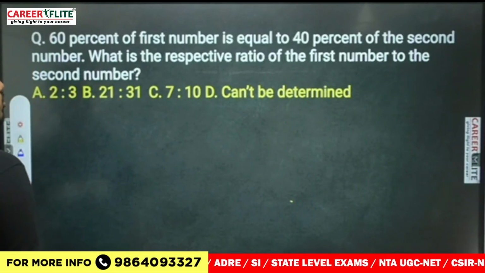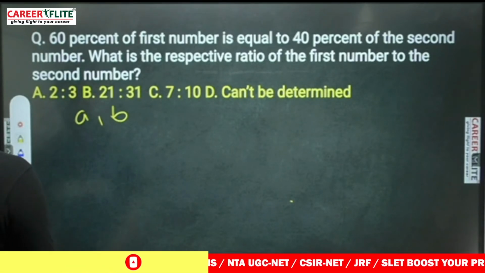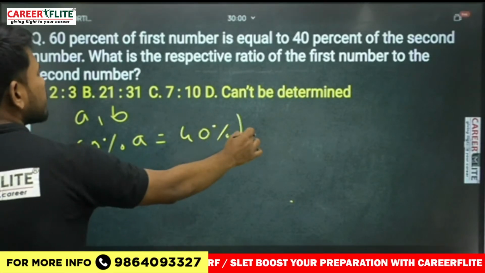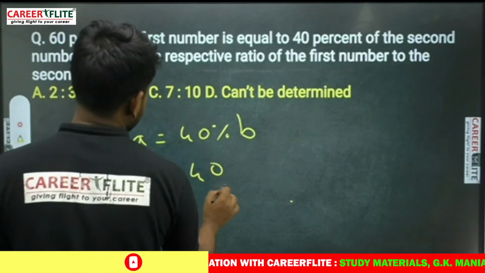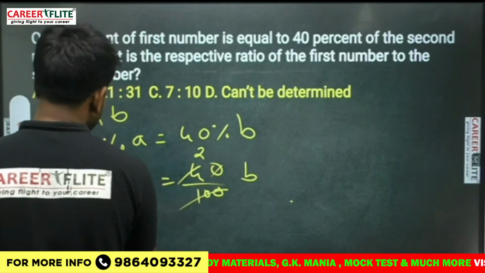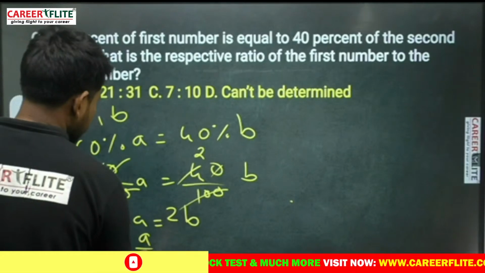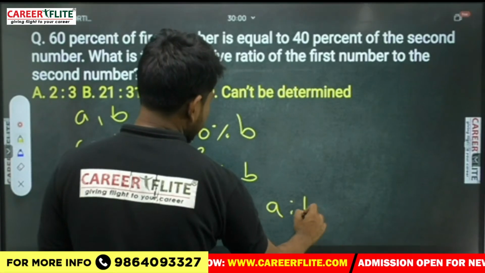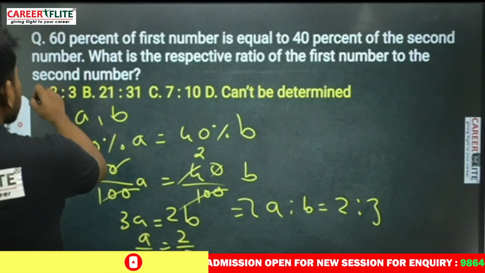So 60% of the first number is equal to 40% of the second number. Let's consider two numbers A and B. What is the respective ratio of the first number to the second number? So 60% of A is equal to 40% of B, right? So 60 by 100 A equals 40 by 100 B. 0, 0 cancel, 100, 100. So 3A is equal to 2B. So A by B is equal to 2 by 3. So the ratio A is to B is 2 is to 3, which is option number A.